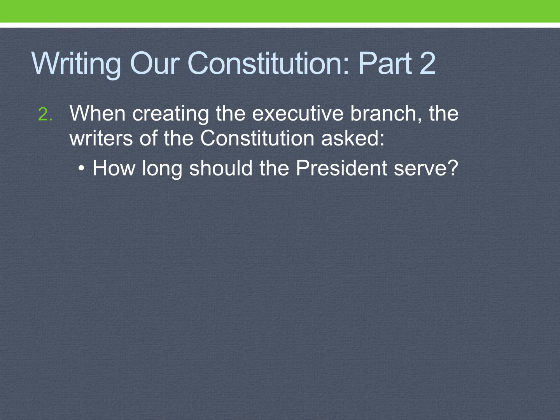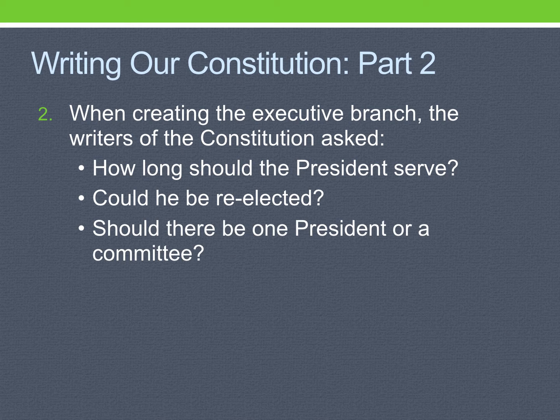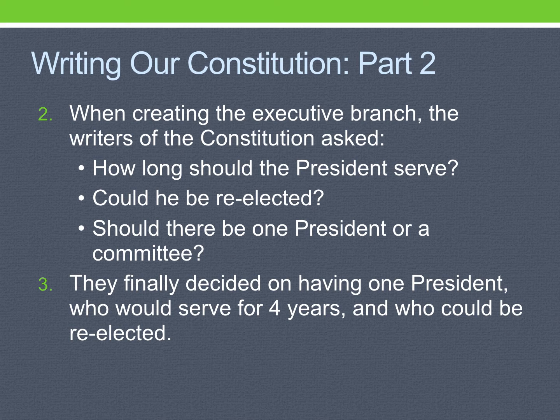Questions they had to figure out. How long would the president serve? Should it be 2 years, 10 years, life? Could the president be reelected, or should it only be one term? Should there only be one president? Maybe there should be a committee with 2 or 3. Finally, what they settled on was we'd have one president. The president would serve for 4 years, and the president would be allowed to be reelected.